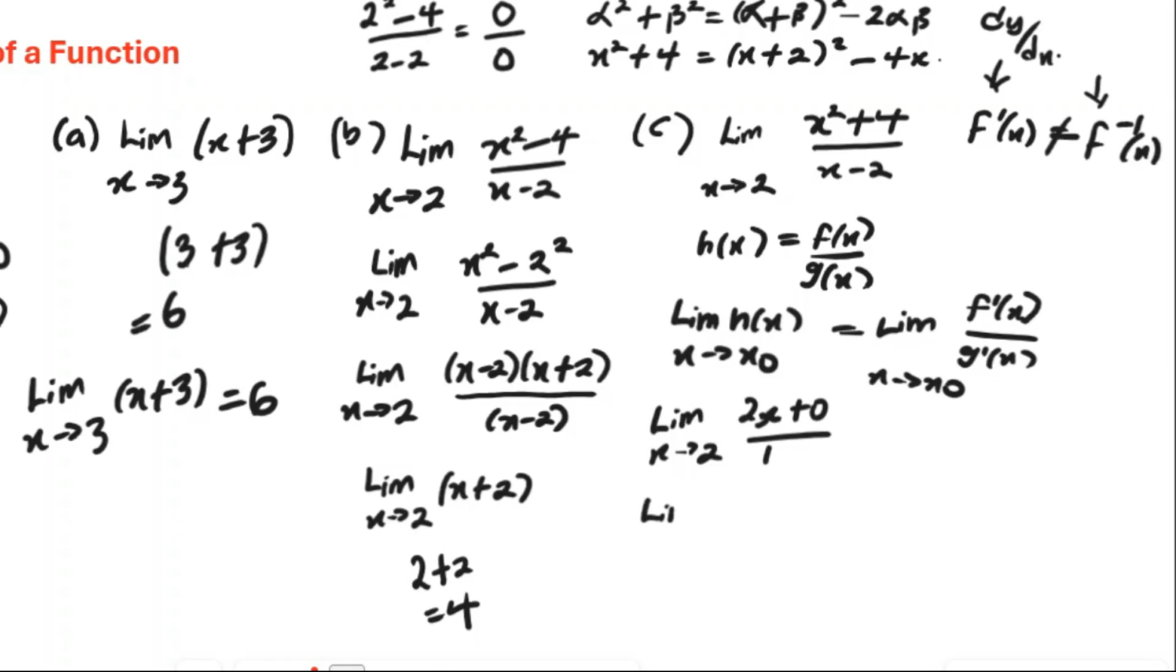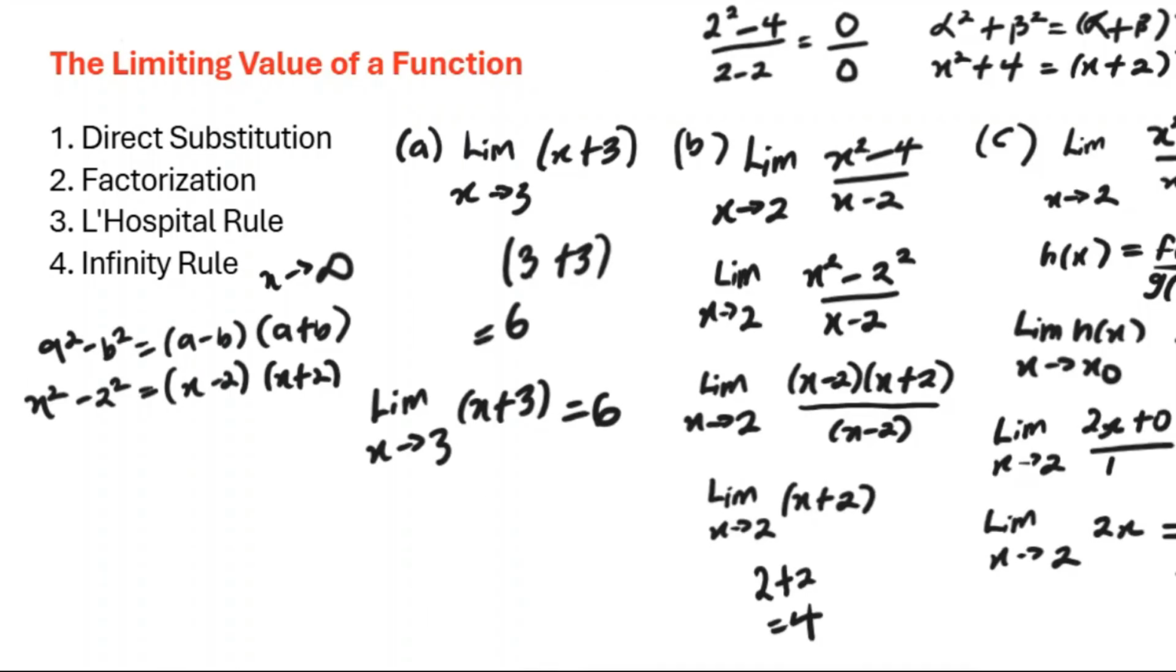So this will reduce to the limit as x tends to 2 of 2x, because 2x over 1 will give us 2x. And substituting x as 2 will give us 2 times 2, which eventually gives us 4. So that's the basic application of L'Hospital's rule. One thing you need to know is that you don't use L'Hospital's rule directly. You only use it if direct substitution failed and if factorization also failed. That is when you use L'Hospital's rule.